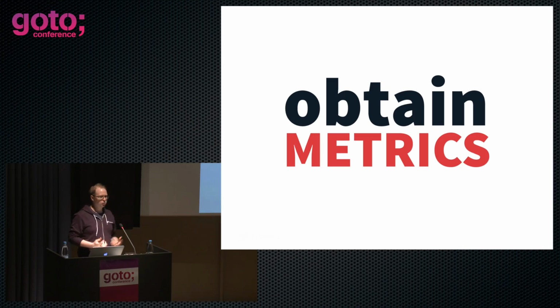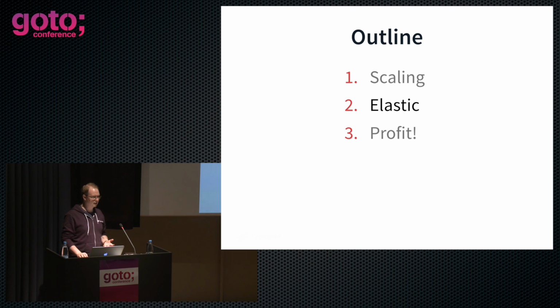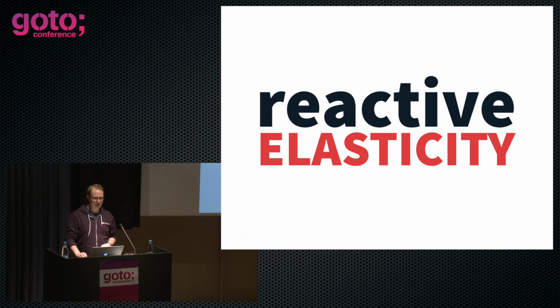And in order to get the full picture, we need to obtain metrics. We need to understand what our system is doing. Because when we have metrics and when we start to see what's happening, we can also use that. We have information about the system itself. So that ties into the elastic part. So when we have these pieces, then we can do something called reactive elasticity.